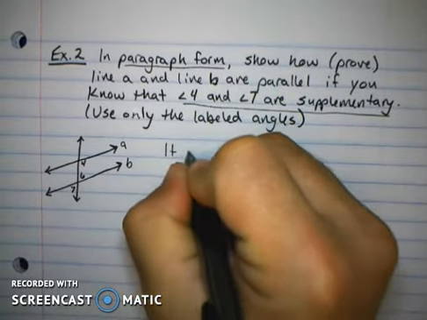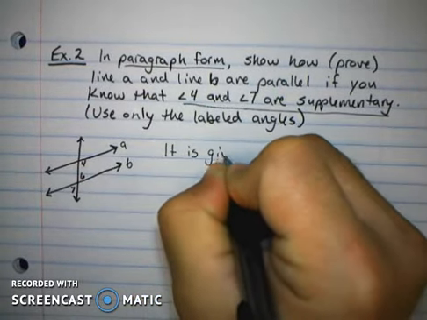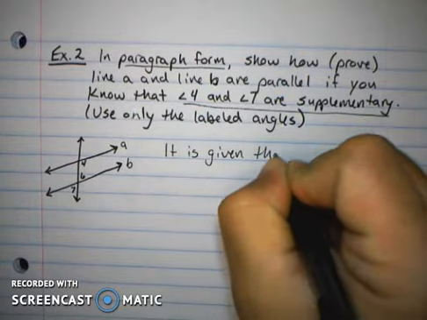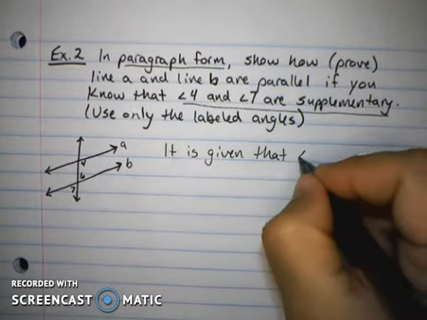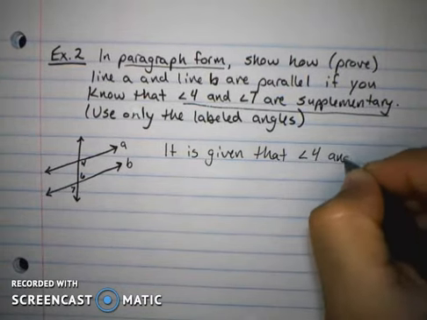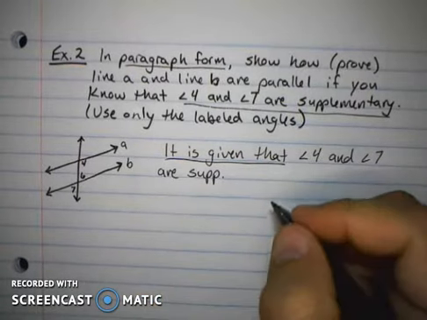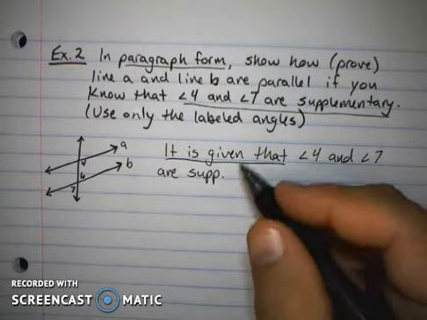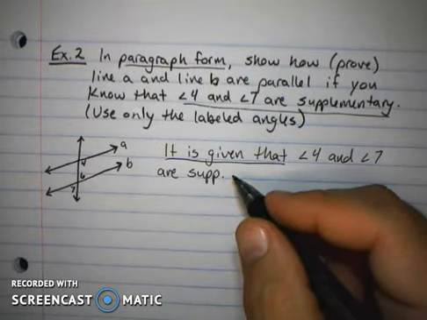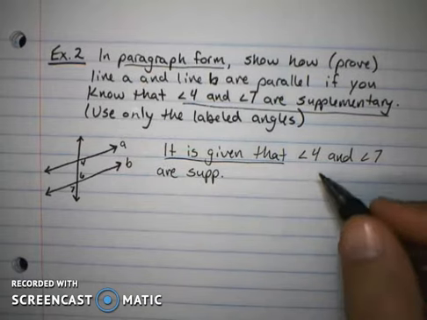It is given that angle 4 and angle 7 are supplementary. And you can abbreviate. Okay, so we start with that statement. It is given that. And then you write the given information, just like we would start with the given information in the proof. Okay. Now we want to say something about that we're going to use here.